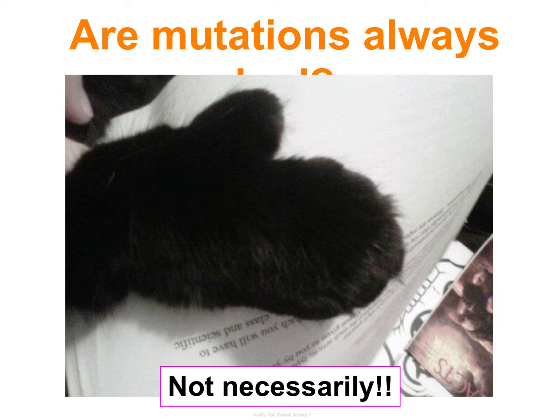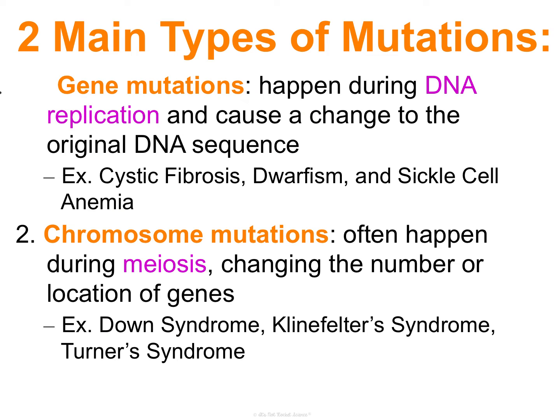Now, are mutations always bad? Not necessarily. Sometimes a mutation can occur and it can really benefit an organism. Plus, mutations are how organisms get their genetic diversity. This is what makes evolution possible, and diversity can be a huge potential benefit to any organism. So there are two main types of mutations. There are gene mutations and then what we call chromosome mutations.